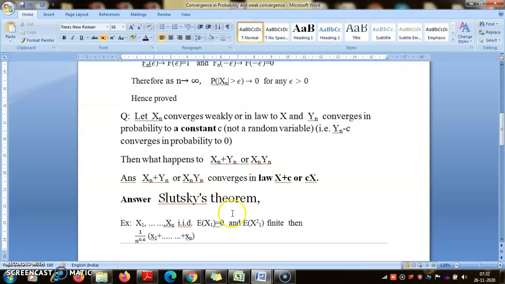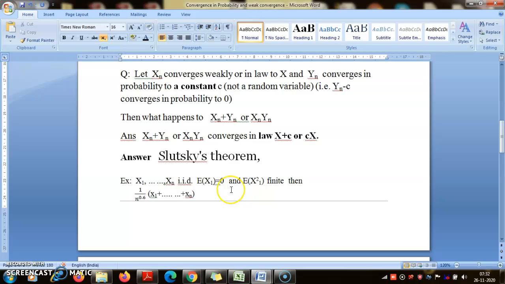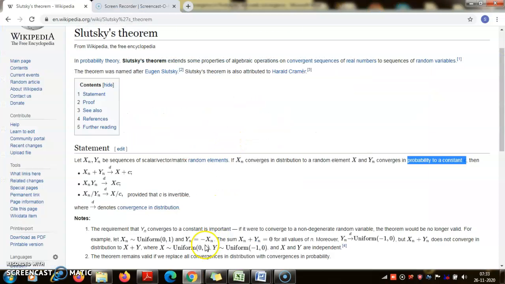So this is Slutsky's theorem, and it is often used in problem solving, when you are proving weak convergence or convergence in law. The important thing to note is that we need convergence to a constant, because if you replace it by Yn converging in probability to some random variable, then this result need not hold. And in this context, an example is also given here.